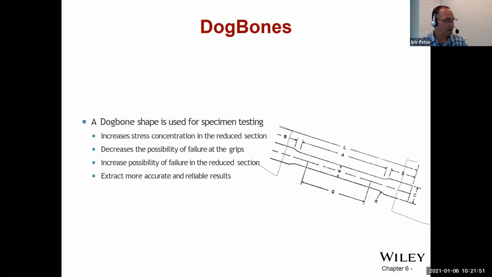You just want to make absolutely sure that you don't have your grips overlapping or intruding into the dog bone section like this. Not a good thing to do that. Okay.